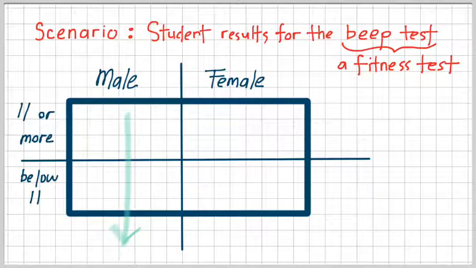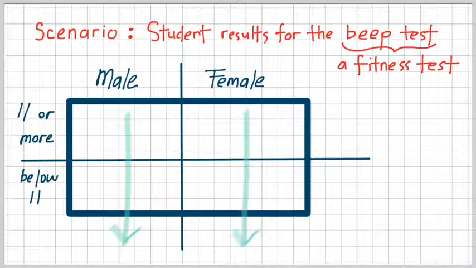So that arrow there is basically showing the two boxes where we're going to fill in, and that's all the males. So these two things are the two outcomes for males. So either a male student got 11 or more, or they got below 11. And we're going to total them up, and we're going to put a total right down at the bottom there.